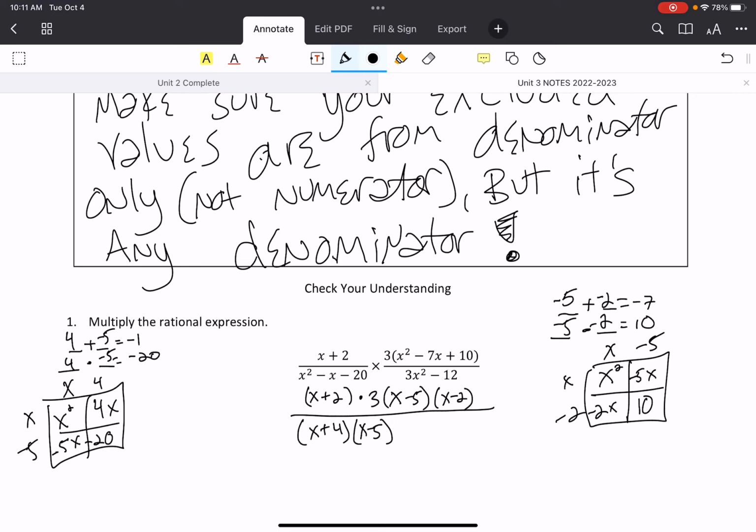Okay, now what about 3x squared minus 12? What do I do first? GCF. Very good. Take the 3 out. So when I take that 3 out, I'm left with x squared minus 4. You can do the box still, like add to 0, multiply to negative 4. Or this one is our binomial factoring trick, right? Where you can take the square root of each piece and do one positive and one negative.